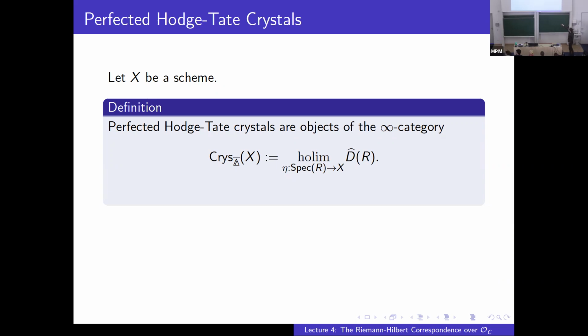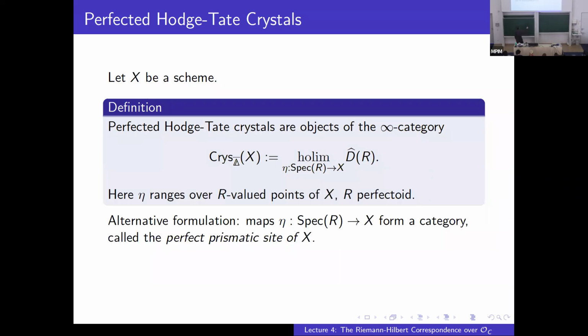And so what's the definition of this infinity category? You take the homotopy limit of the p-completed derived categories of R indexed by the category of all perfectoid rings with a map from Spec R into X. And this is a homotopy limit formed in the world of infinity categories.